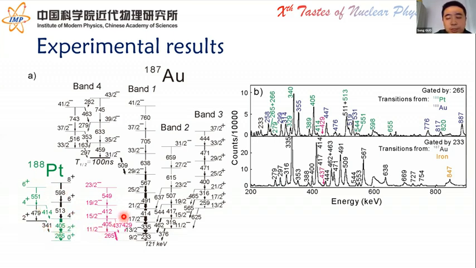Due to the contamination, the only proof to prove the existence of the same sequences in Au-187 is these 2 linking transitions, 437 and 429. However, they are both absent in the spectra gated by the transitions they feed into. Therefore, the existence of this branch in Au-187 cannot be supported in our work.